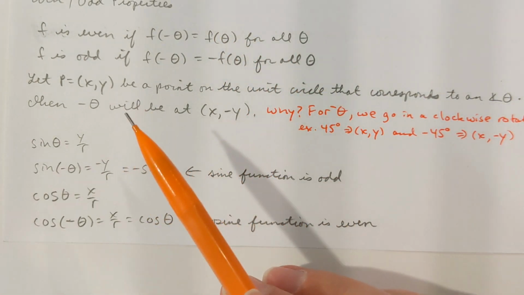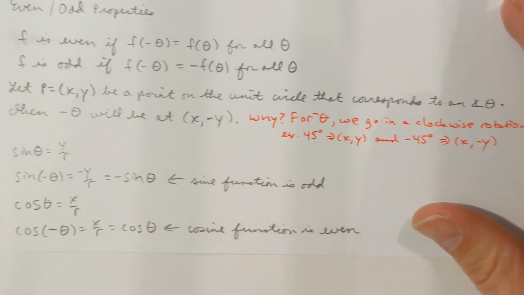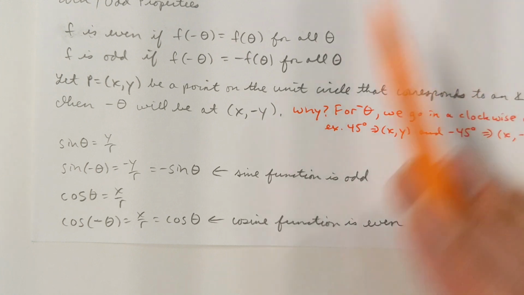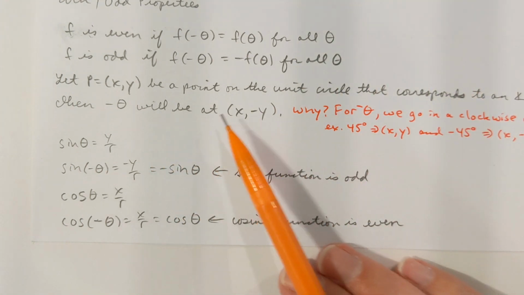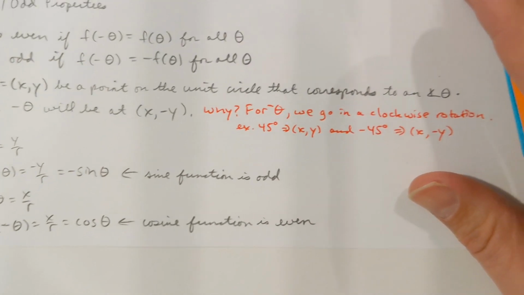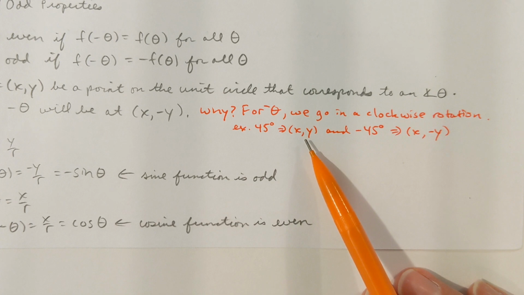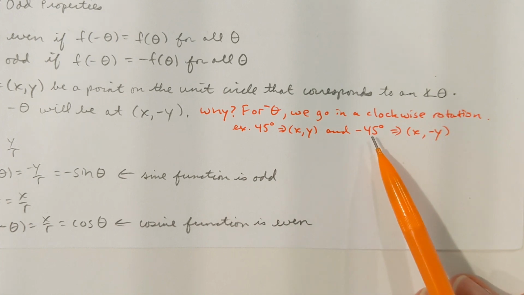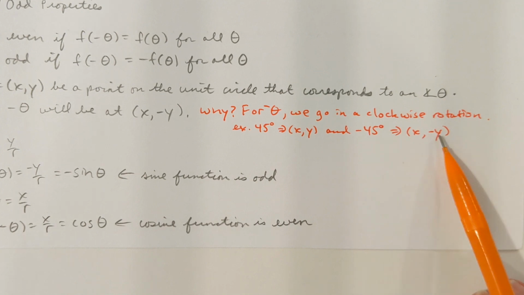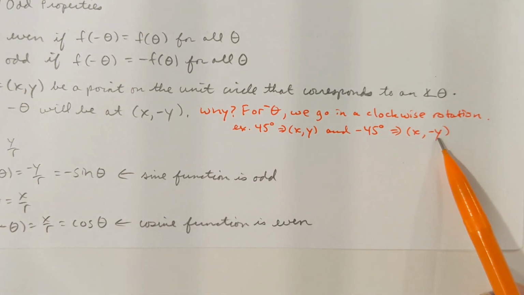Okay, let point P, which has coordinates x, y, be a point on the unit circle that corresponds to an angle theta. Then negative theta will have coordinates x, negative y. Why would that be? Well, if the angle happened to be like a 45-degree angle, you're in quadrant 1, negative 45 degrees would put you in quadrant 4, right? And therefore, y would be negative since you're below the horizontal axis there.